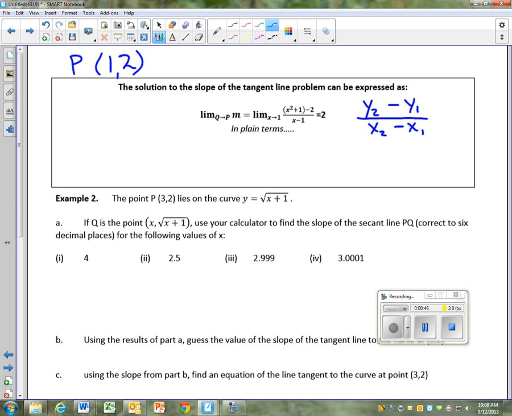Now, point Q, did the x value stay the same or did it change? It changed. So we'll call the x value x. What did we do to generate the y value? We plugged it in. x squared, what was it? Plus 1.